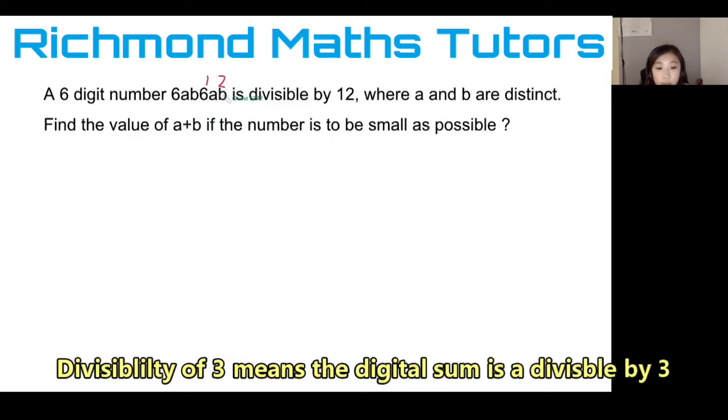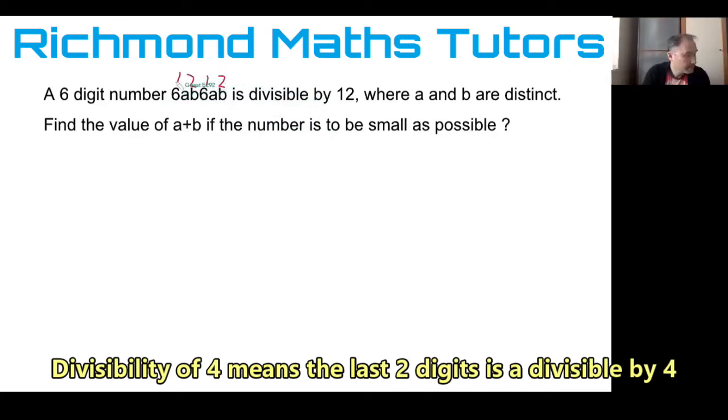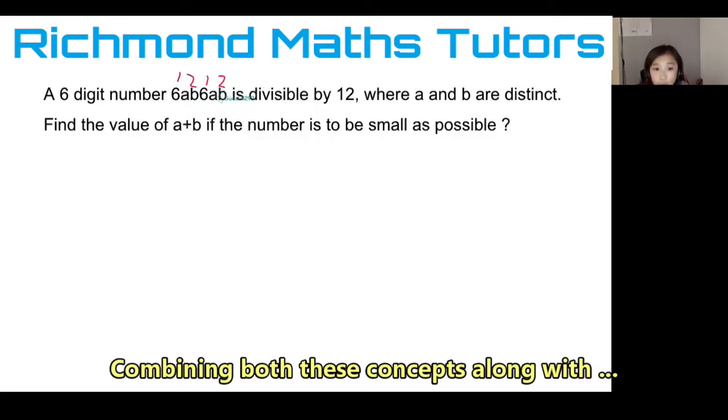12 is divisible by 4, and if we add these numbers up, 6 plus 3 plus 6 plus 3 would be 18, and that is divisible by 3 as well. So we have to find out the value of A plus B. So the answer would be 3.